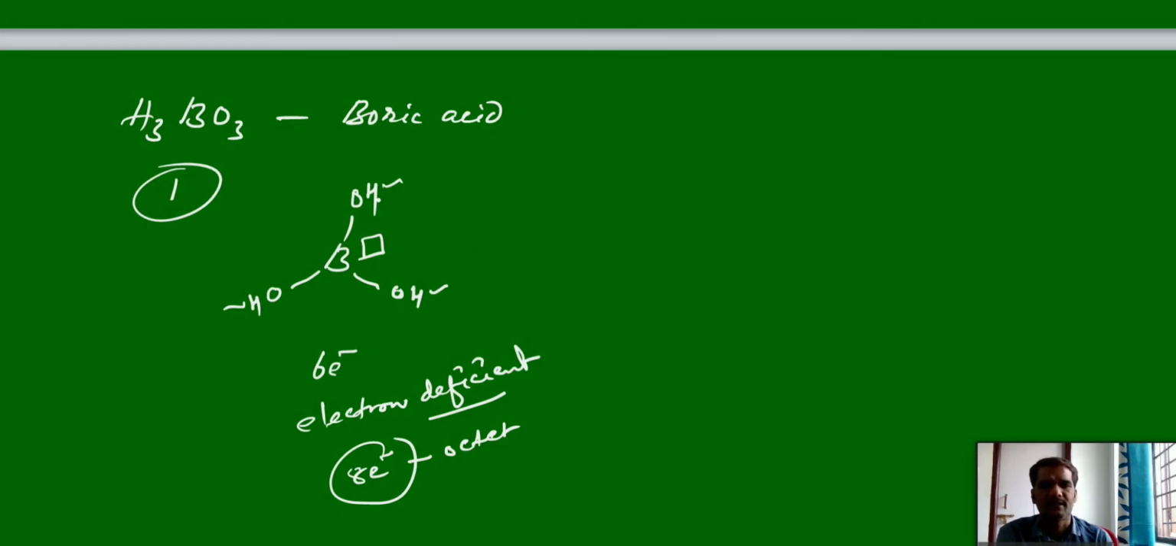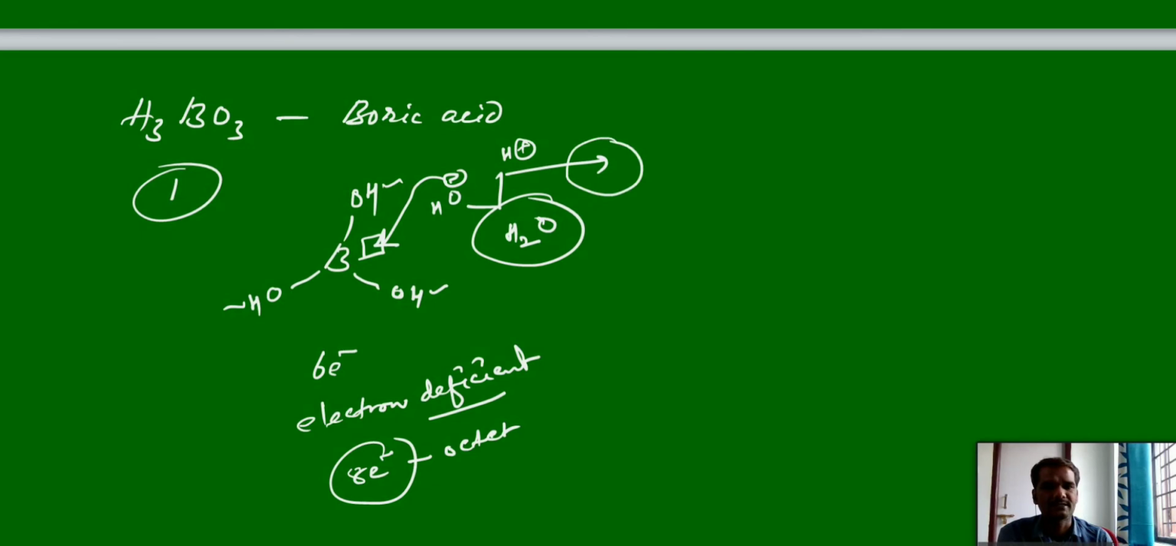So what happens is, instead of donating or replacing a proton, boron accepts OH minus from water. Water can be split into OH minus and H plus. A pair of electrons from this OH minus is accepted by the boron, and it releases the proton from water. Since it is called an acid, its basicity is 1.